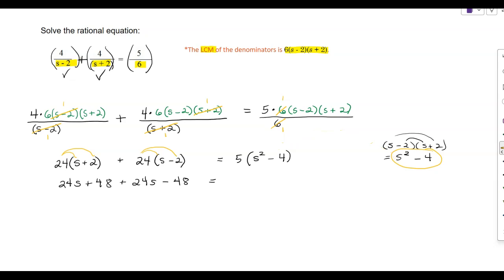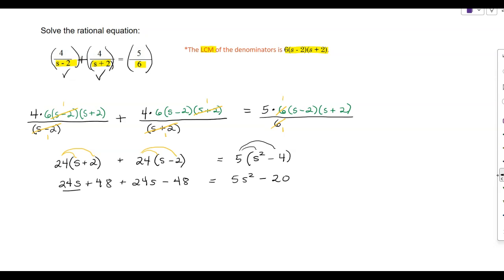Okay, so what I'm going to do next is just carry this down. I'm going to distribute the 5, and we'll have 5s squared, and then 5 times negative 4 is minus 20. Now, every time you distribute, you always want to do what? You want to combine like terms. So let's go through and we'll combine the like terms in this step and we'll see what we get now.